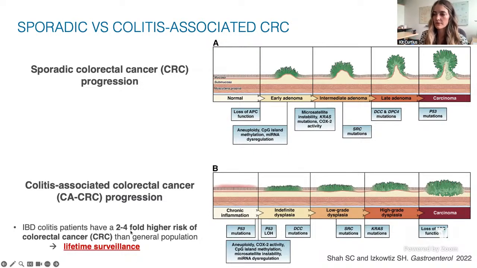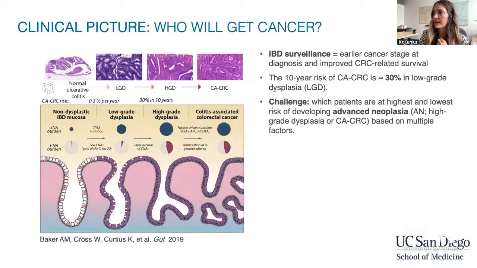And unfortunately for people with colitis, this progression happens much more often than sporadic colon cancer. So there's about a 2 to 4-fold higher risk of CRC in the IBD population. And so those patients are suggested to undergo lifetime surveillance for this reason. And surveillance, we know, has good outcomes. So there's earlier cancer stage at diagnosis and improved survival. And the 10-year risk of colon cancer when low-grade dysplasia is diagnosed is about 30%. But the challenge is, again, knowing who with those low-grade lesions will progress to cancer and who won't.